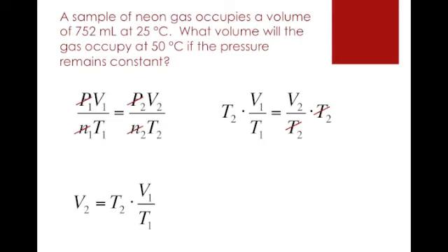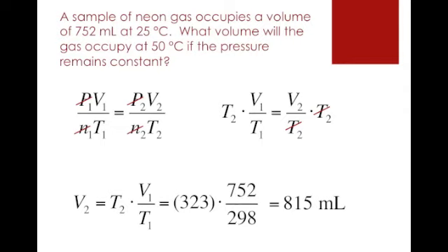Step 3, I'm going to plug in numbers. Now notice what I plugged in here. Where did I get that 323? Well, that is 50 plus 273. Remember, you've got to convert it to Kelvin. You cannot leave these in Celsius. You will get the wrong answer. So I'm going to plug this into the calculator, and I'm going to get that right there. Notice I left it in milliliters. The original problem had the volume in milliliters, so this is going to be milliliters. Maybe it'll say liters. Who knows? But you don't have to worry too much about that.